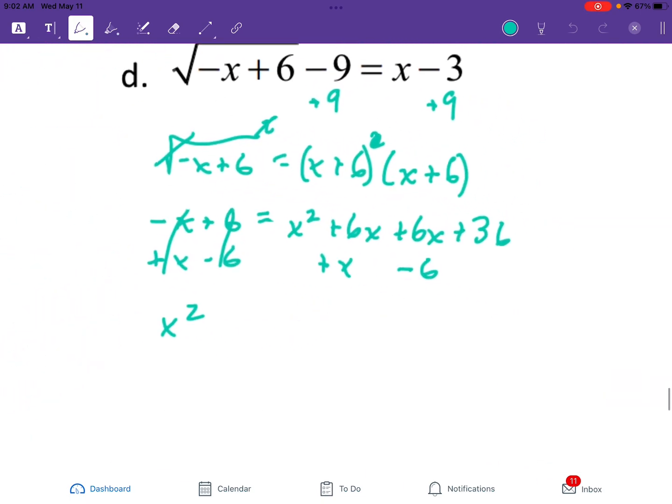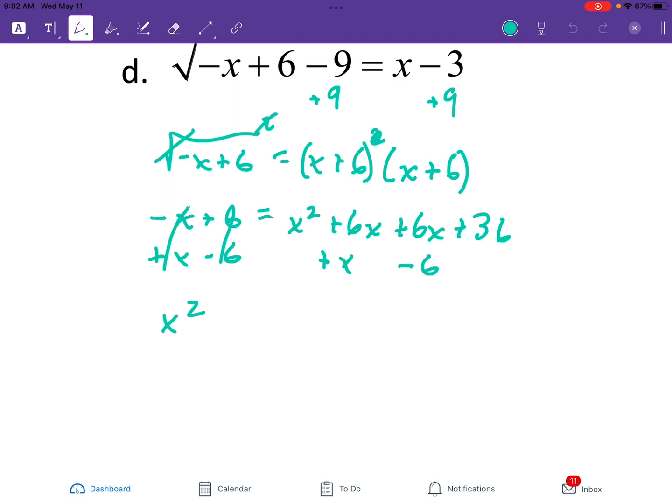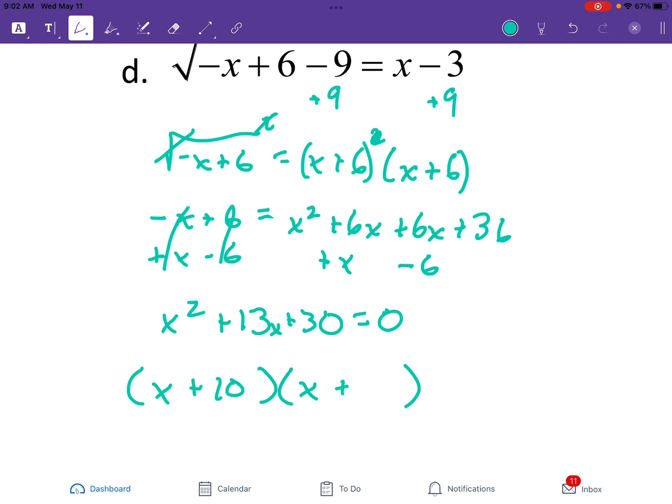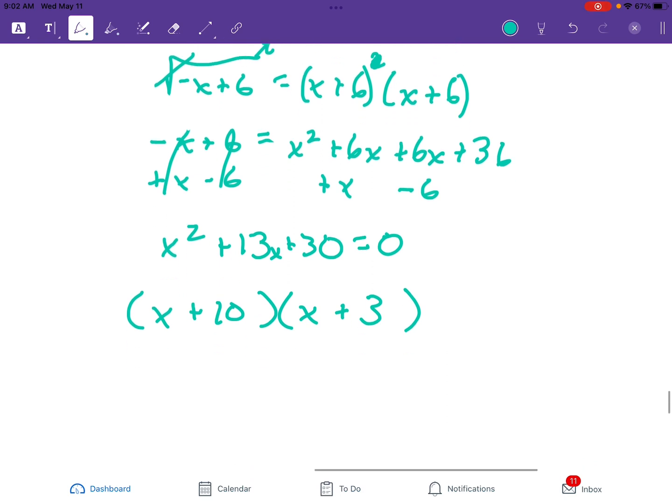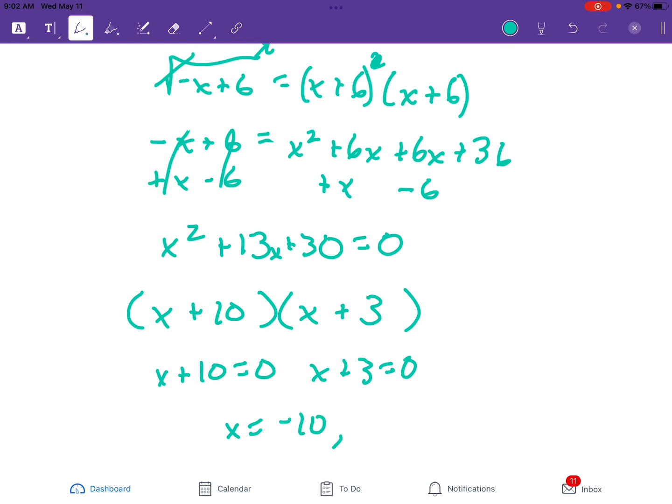There we go. So again, 6x plus 6x is 12, plus 1 more is 13. 36 minus 6 is 30, and that equals 0. Now I can factor this. The two numbers that multiply to be 30 and add to be 13, got an x there, is 10 and 3. So if I set both of those equal to 0 and then solve them, we'll get x equals -10 and -3.